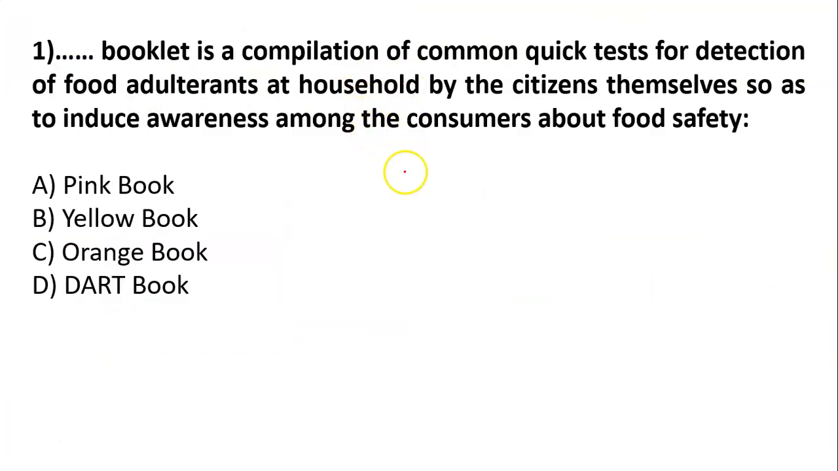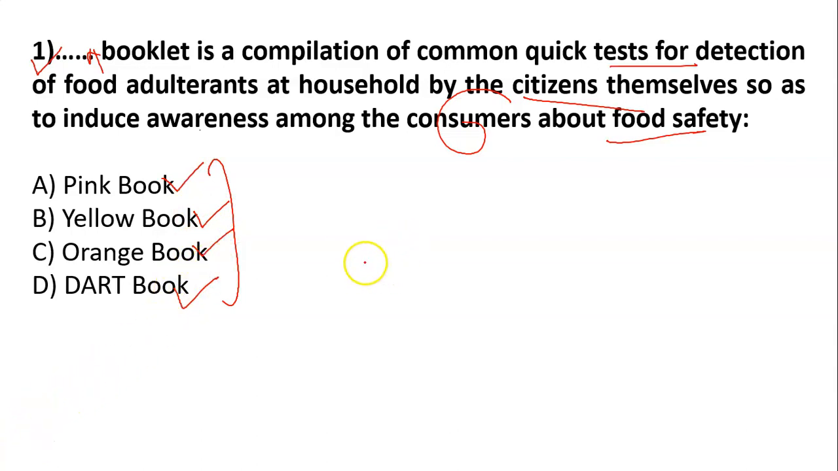So let's start with the first question. You have to fill this gap. I am reading this question. This booklet is a compilation of common quick tests for detection of food adulterants at household by the citizens themselves, so as to induce awareness among the consumers about food safety. Your options are: the pink book, the yellow book, the orange book, or the dark book.